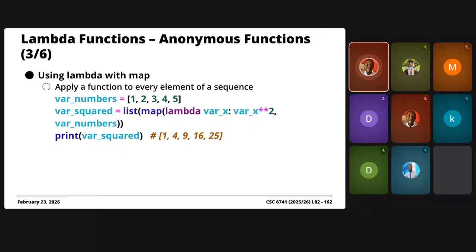I just have an example here where I'm using lambda with the map function. And in essence, if you remember our discussion of the map function, we said that what it does is it allows you to apply something to each element of the list.